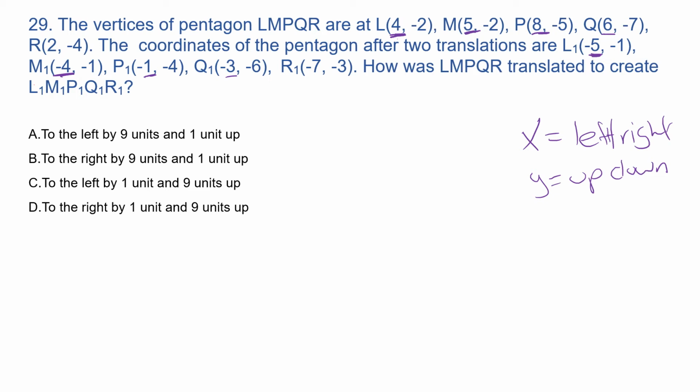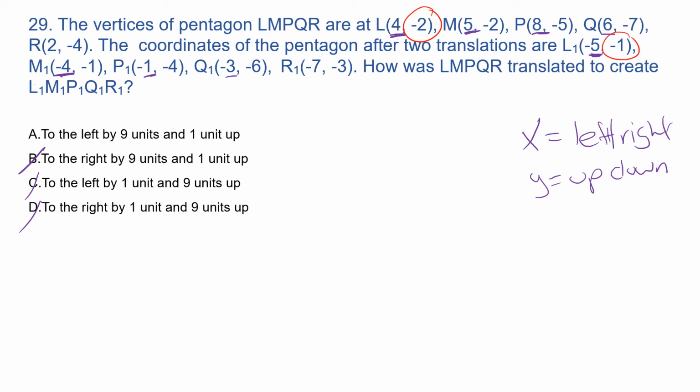Because we know that with our x values, we go to the left 9 units. This says to the right, this says to the left by 1, this says to the right. So all of those we can eliminate, but let's just double check here. For A, it says 1 unit up. So let's look at our y values. So from -2 for our L, then our L sub 1.